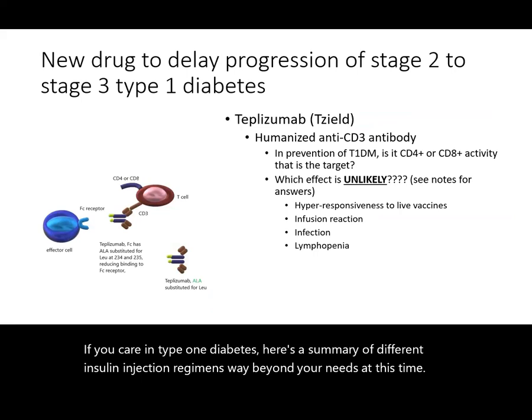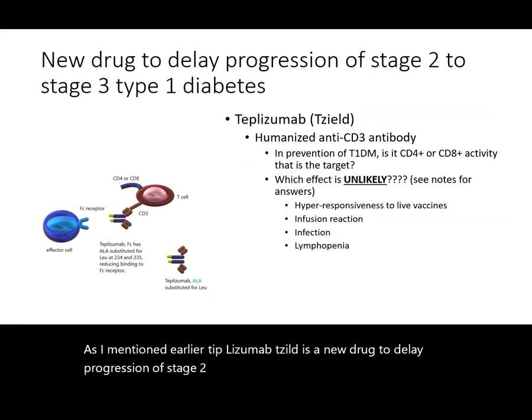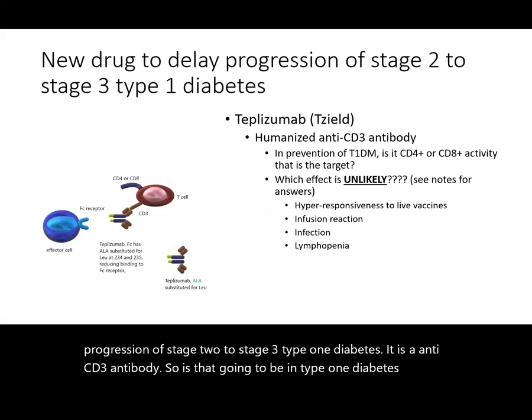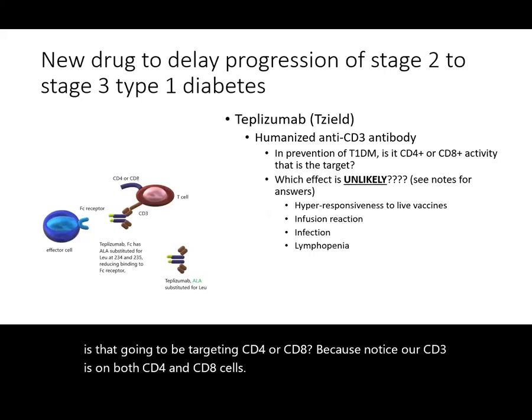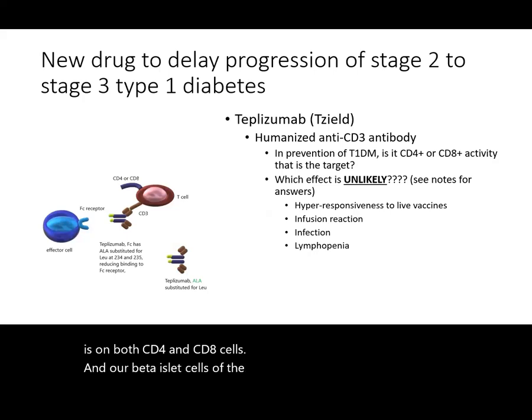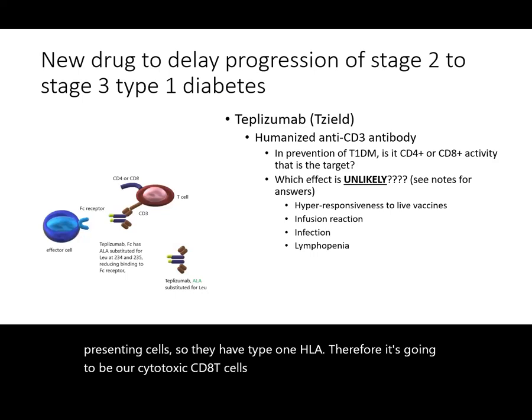As I mentioned earlier, teplizumab, Tzield, is a new drug to delay progression of stage 2 to stage 3 type 1 diabetes. It is an anti-CD3 antibody. Is that going to be targeting CD4 or CD8? Because notice our CD3 is on both CD4 and CD8 cells. Well, our beta islet cells of the pancreas aren't professional antigen presenting cells, so they have class 1 HLA. Therefore, it's going to be our cytotoxic CD8 T cells that we're really targeting with this teplizumab.